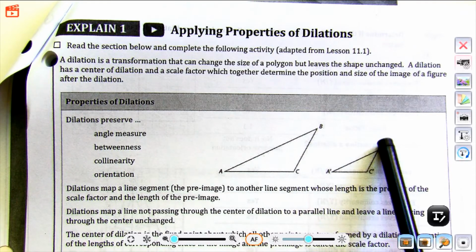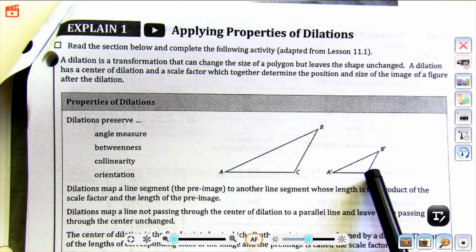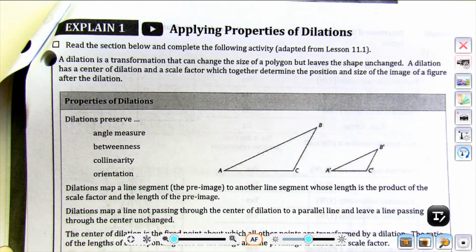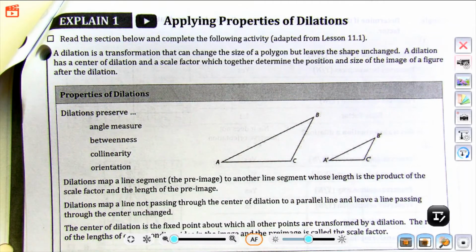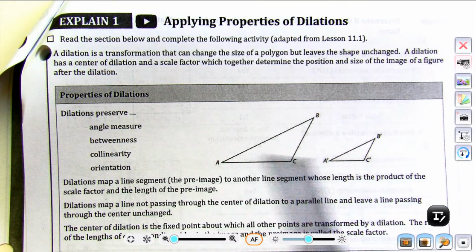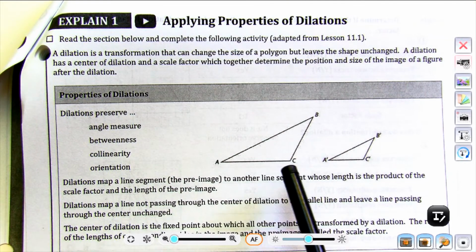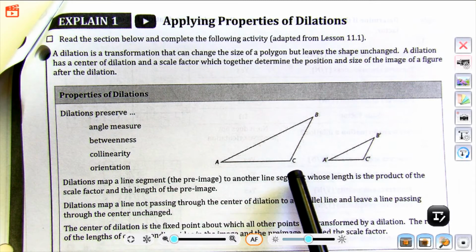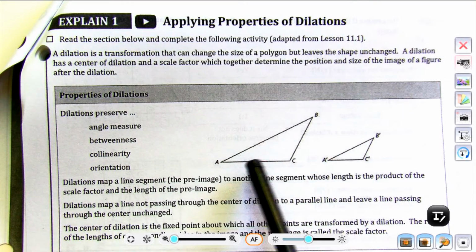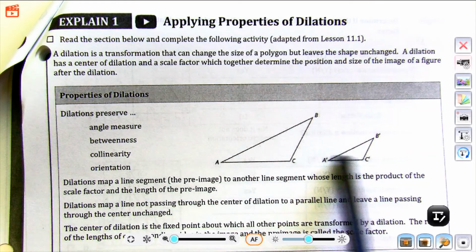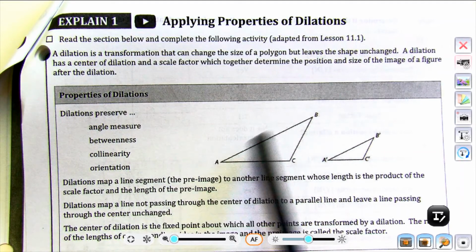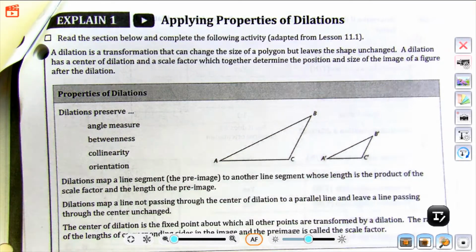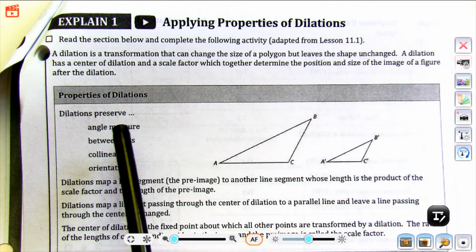The next one is orientation. The orientation of these 2 figures remains the same. We don't see any other types of transformations like a rotation or reflection. These are the same bases, AC, AC. This is the right side, BC, BC, and this is the other side, AB and AB. So as long as we have each one of these checked off, that means that these 2 figures would be dilated.